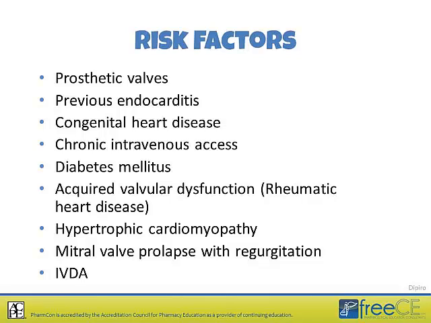Patients who have a previous history of endocarditis are at risk for another episode of endocarditis. As we've mentioned, if there's an abnormality in the epithelial cells of the heart, this is one of the pieces of the pathophysiology that sets a patient up for developing endocarditis. So congenital heart disease is part of that. Chronic intravenous access really gives a higher risk for the transient bacteremia, and this is going to increase a patient's risk for endocarditis. Diabetes mellitus also increases the risk, as well as rheumatic heart disease, hypertrophic cardiomyopathy, mitral valve prolapse with regurgitation, and intravenous drug use or abuse.